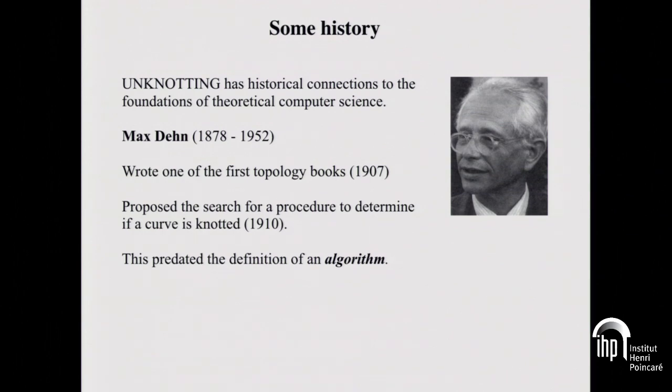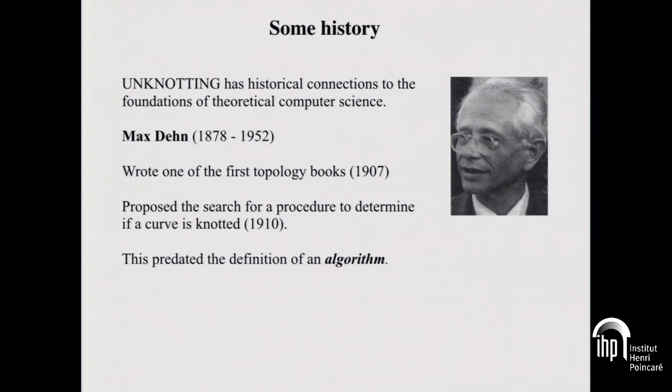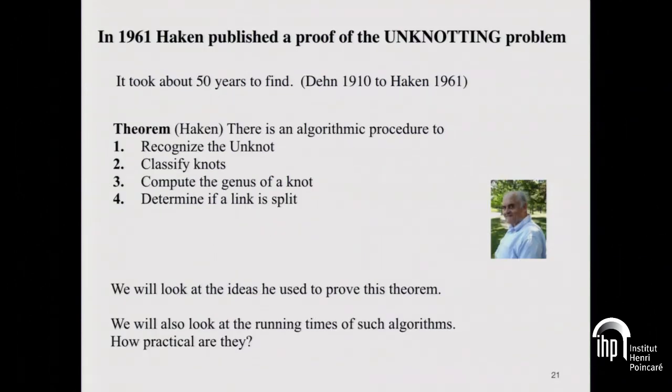So, some history of unknotting. We heard about Max Dehn this morning, so he's coming up again, although with a rather different contribution. He proposed this unknotting problem back in 1910. He asked for some systematic procedure to find whether a knot is trivial or not. And he didn't really ask for an algorithm because the notion of an algorithm hadn't been formulated yet at that time. I'll come back to Dehn. But it was 1961 before Dehn's question was actually solved by Haken. And starting tomorrow, I'm going to look at what Haken did.